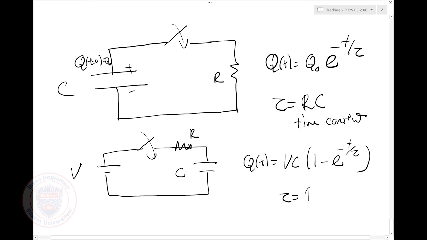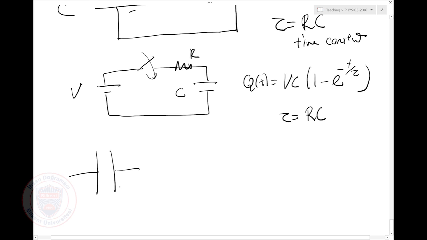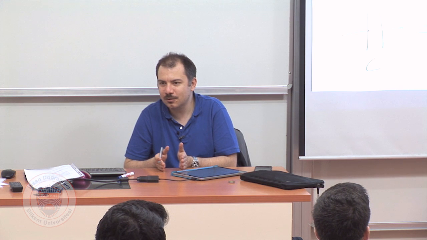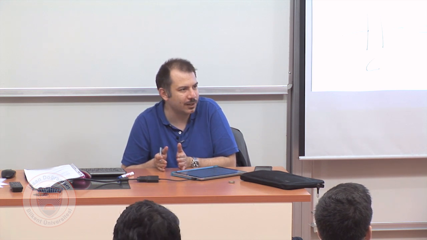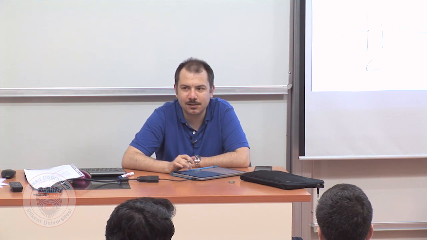Tau again is going to be RC, the time constant. And here was also a good rule. Whenever I have a capacitor in the circuit, if I wait for a long time, when t goes to infinity, it just becomes an open circuit. If I wait long enough, the capacitor will saturate to its final charge. No more current will be flowing on it. So it's easy to analyze the long-term behavior of these capacitive circuits. Okay?